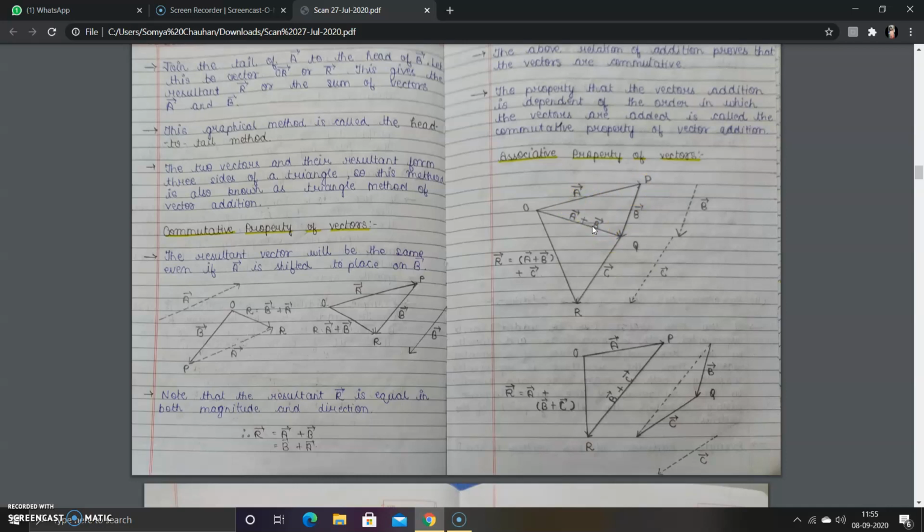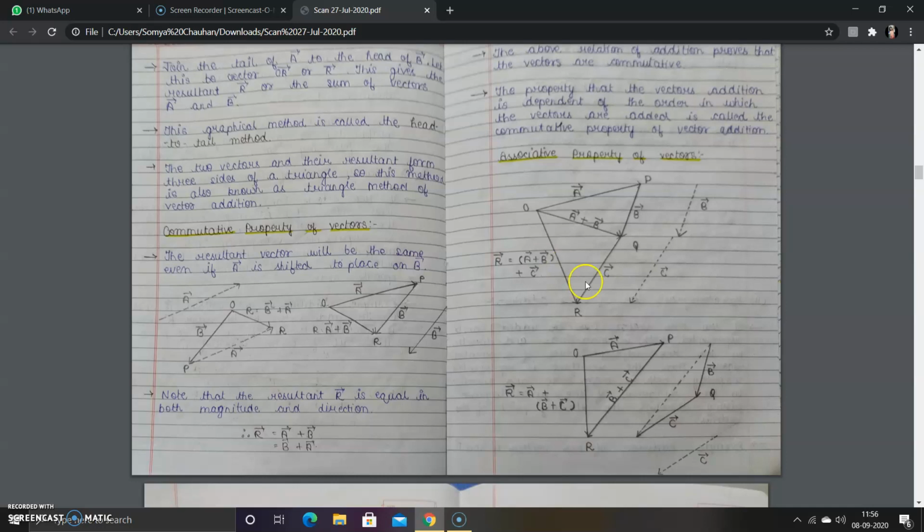Now you can take a plus b as a single vector in place of a vector and b vector separately. So now you have to shift this c vector up to the head of a plus b vector. Now it will give you the resultant a plus b plus c. We have taken a bracket on a plus b. Why is it so? Because in this case we have taken a plus b as a single vector and c is any other vector. So a plus b is considered as a first vector while the c is any other vector. So the resultant will give you the a plus b plus c.